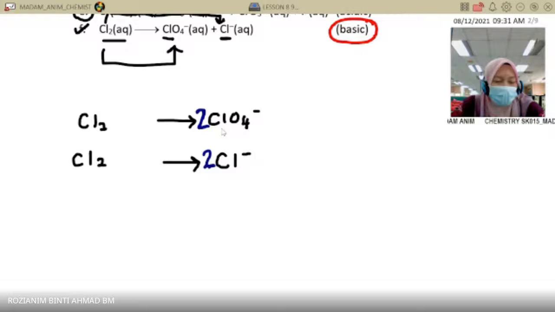Tambah H2O. Kenapa nak tambah H2O? Nak balance oksigen. Ya, betul. Okay, so sekarang ni kita nak check. Nak balance oksigen kena tambah H2O. Mana yang ada huruf O?